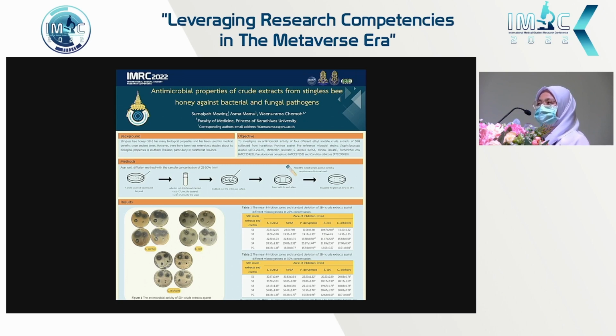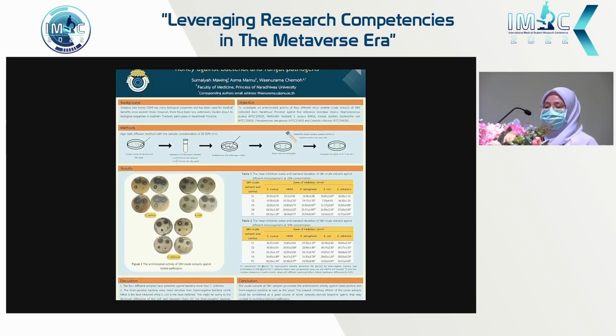After that, we added the crude extract at 50% concentration in the first well and 25% concentration in the second well. For the third and fourth, we added the positive and negative controls respectively. Lastly, we incubated the plate at 35 degrees Celsius for 24 hours, and then measured the inhibition zone created around the agar well and recorded it in millimeters.